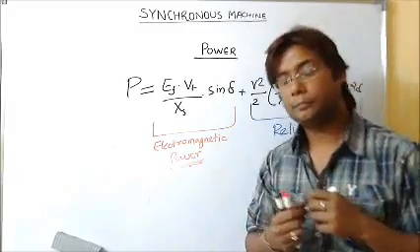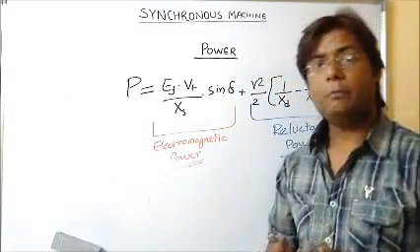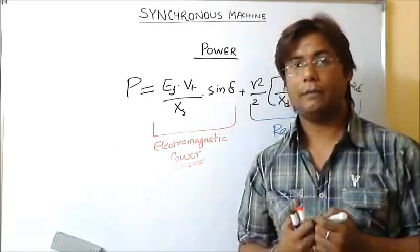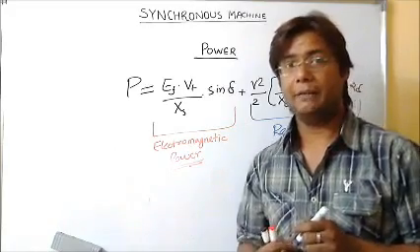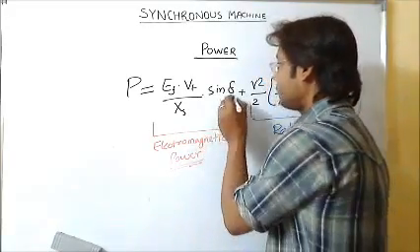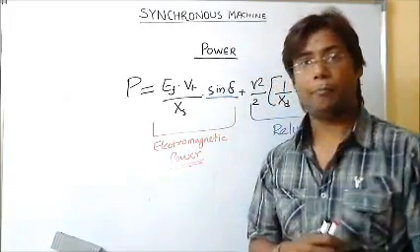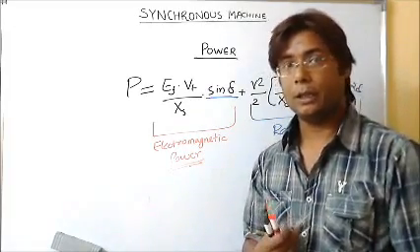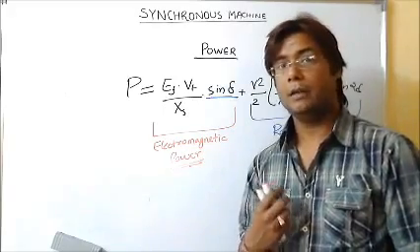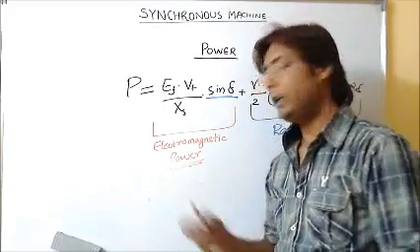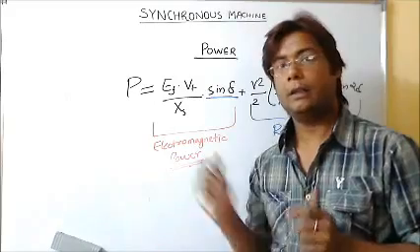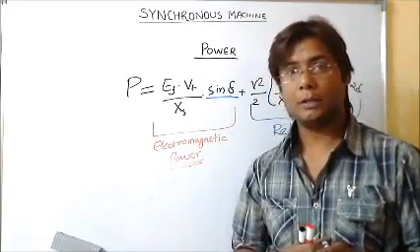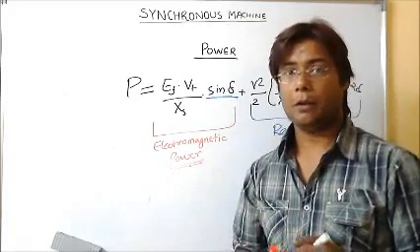So one thing which is very important now is that we have seen the synchronous power and we have seen the electromagnetic power. There is a slight difference in that. Here it is sine delta, and in the synchronous power we have seen that it was cos delta. So please remember this thing. When the electromagnetic power is concerned, sine delta will be coming here, and when the synchronous power is concerned, at that time cos delta will come.